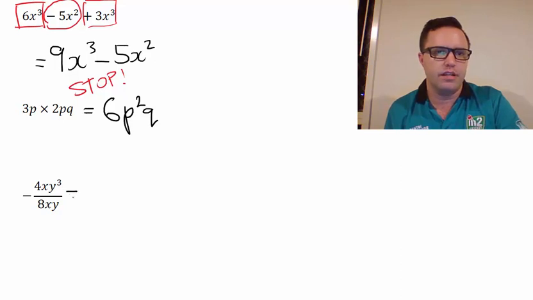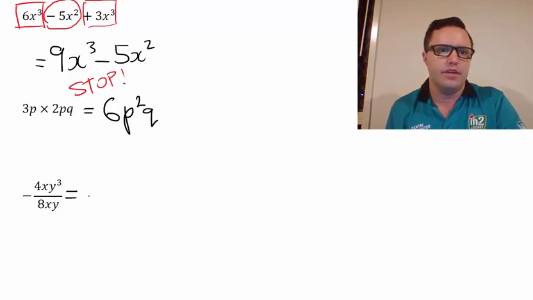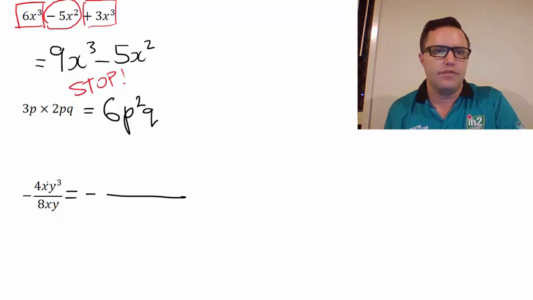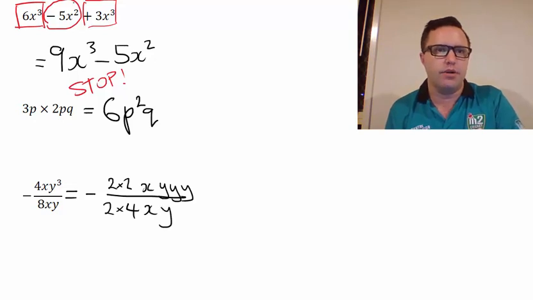Alright, with the division, we've got our little fraction here. So the negative stays, and we've got 4 over 8. So that's 2 times 2, 2 times 4. We've got an x, y cubed on top, and then x, y down the bottom. So let's do some cancelling. We've got some 2's that cancel here, x's and some y's. So we are left with... oh, I'm being silly. This whole thing cancels. 2 times 2 is 4.